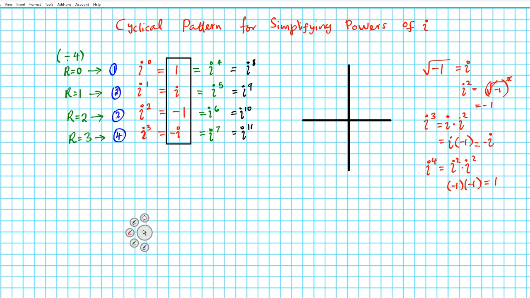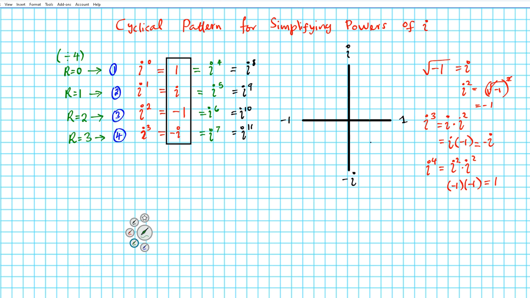All right. So in this cycle, we have a unit circle. On the right side here, this is positive 1. This is positive i, negative 1 in the opposite direction, and then negative i here. And then the powers of i just cycle across these 4 quadrants.